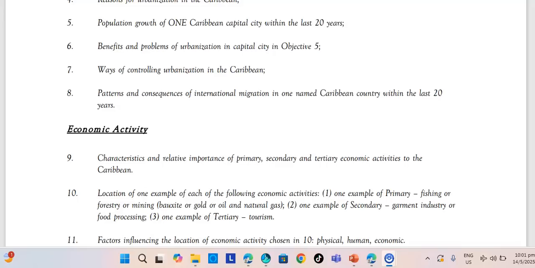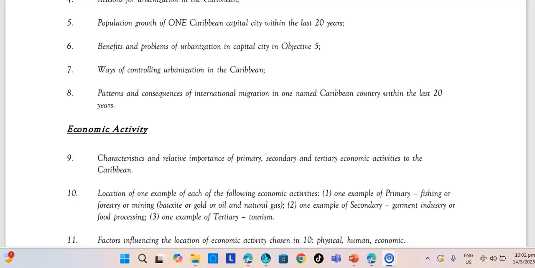It lowers unemployment. So what happens? People are migrating, so you have fewer people competing for jobs in Trinidad and Tobago. Exposure to new skills. So when migrants gain experience in an international country, they might return to help their country develop in a particular economic activity.